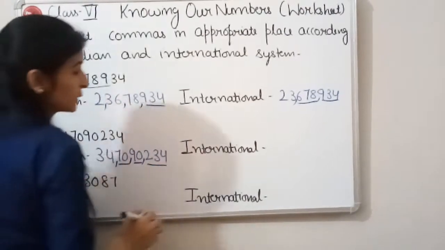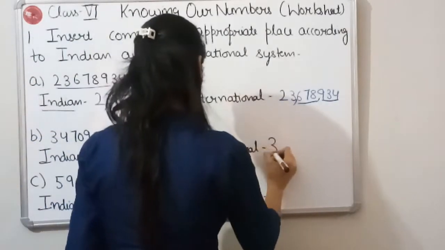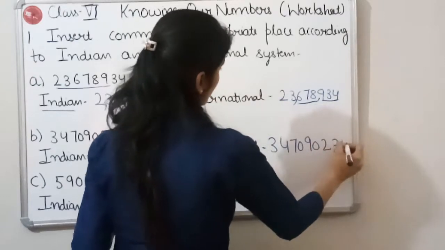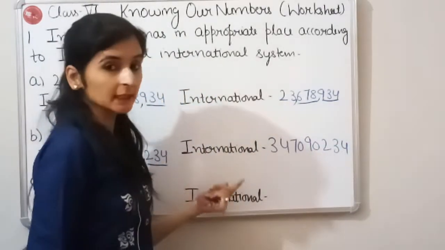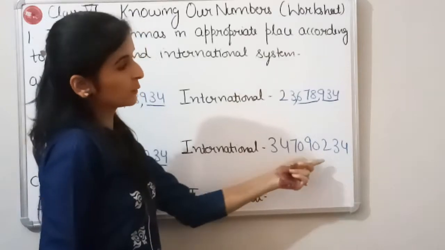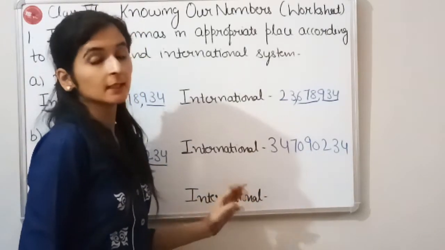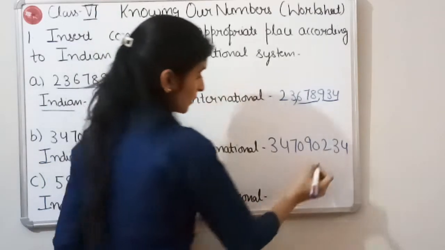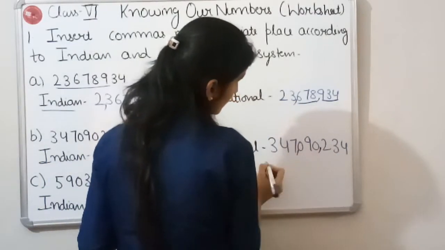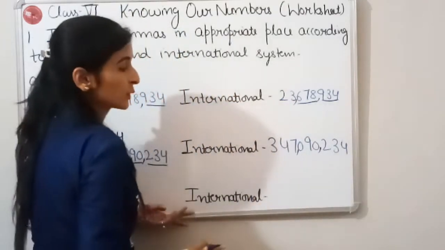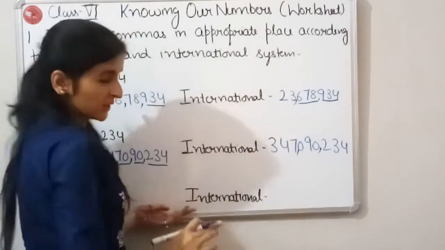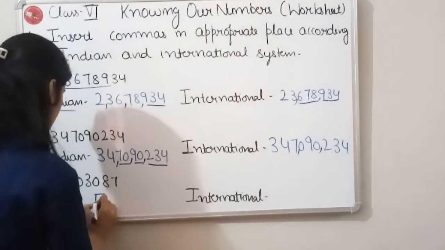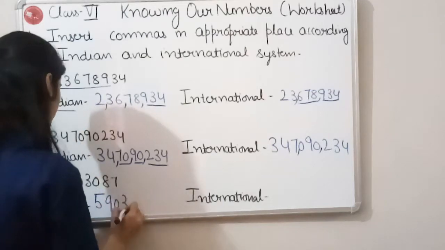Now let's come to the international number system. Firstly we will write the number. According to the international number system, we just have to put a comma after leaving how many places? Yes, 3 places. Very good. So this is the way to put commas according to the international number system. Now let's come to our C part. Again we will write the number first.